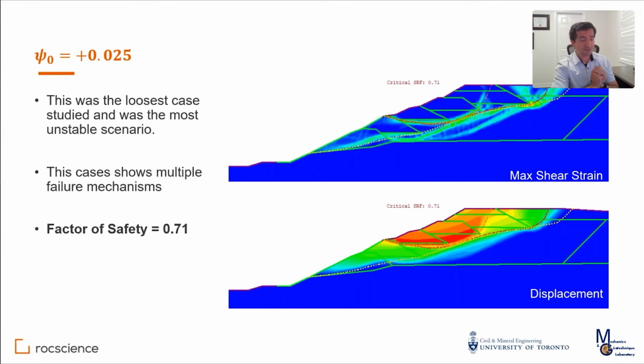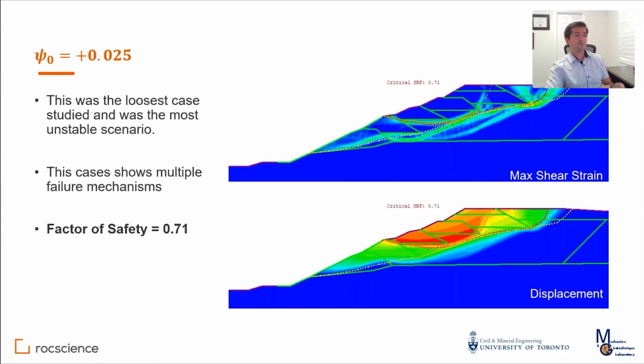The one that was the loosest, and we predicted close to 3 meters of displacement for this one, for the crest. This was the most unstable. The factor of safety for this one is 0.71, and I can see multiple modes of failure happening for this one. One is this one, the other one is happening here, coming through the middle, and the last one is this one going the longest one, the longest span of the failure.